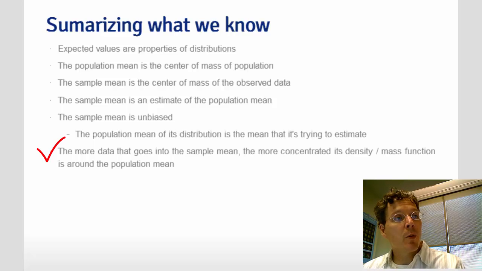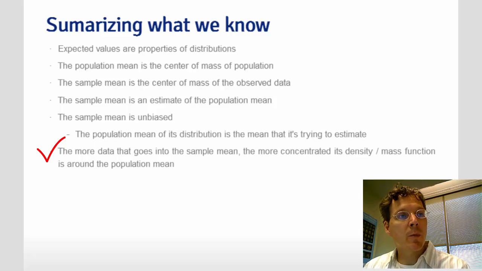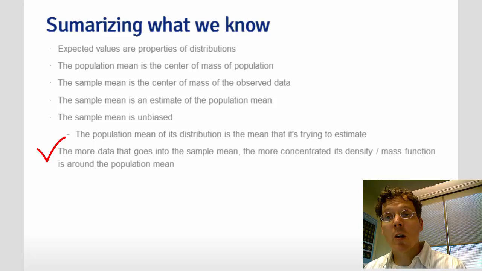And then the final bullet point is that the more data that goes into the sample mean, the more concentrated its density or mass function is around the population mean. And we also saw that the more Gaussian-ish it was looking, even in these odd cases like flipping a coin and rolling a die. And so we'll talk more about those in the subsequent lectures.